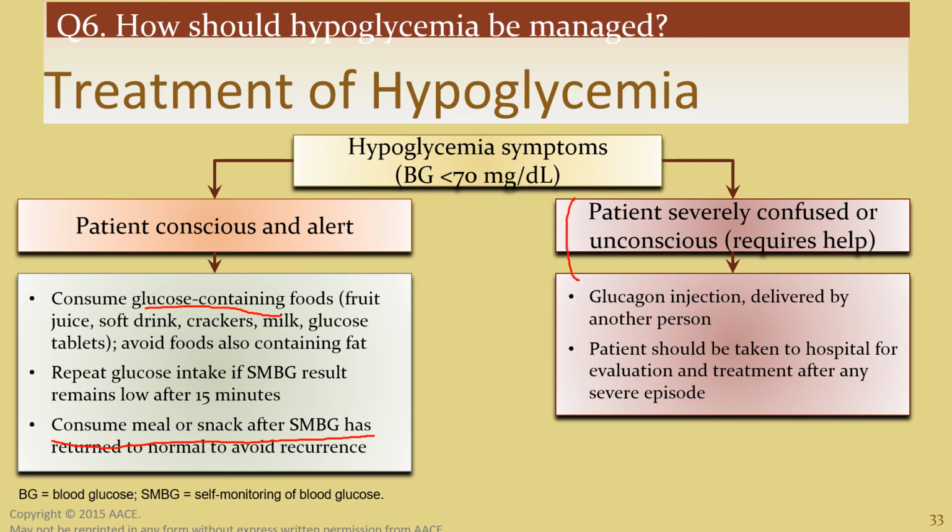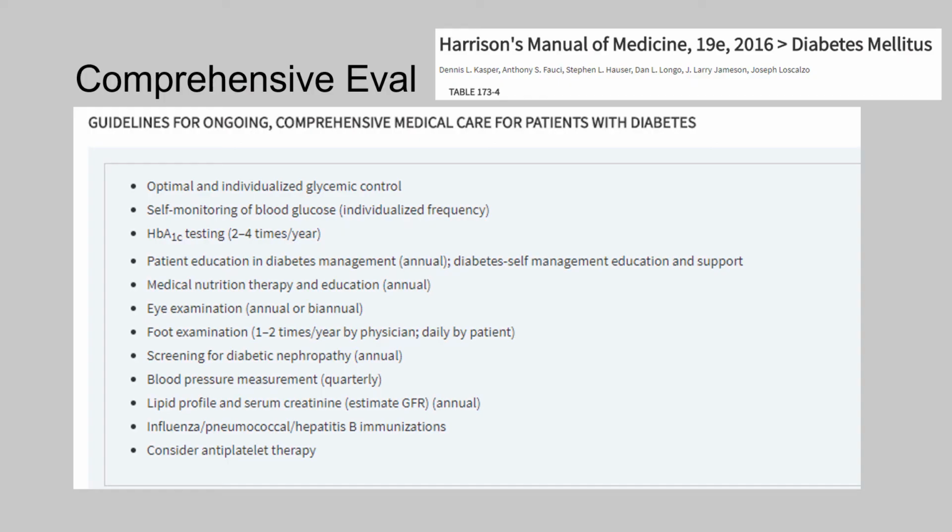Obviously, if they're down this pathway and they're not able to safely consume a beverage or food on their own and they're very confused, they're going to need a glucagon injection and then they need to be hospitalized.